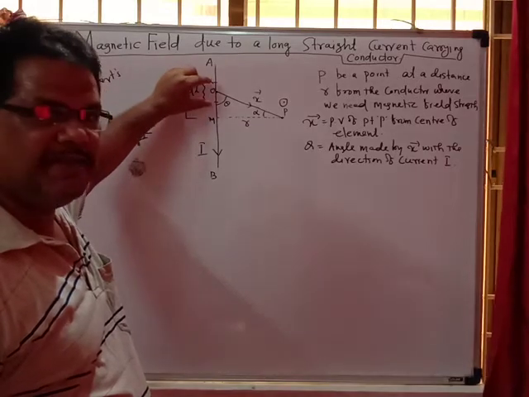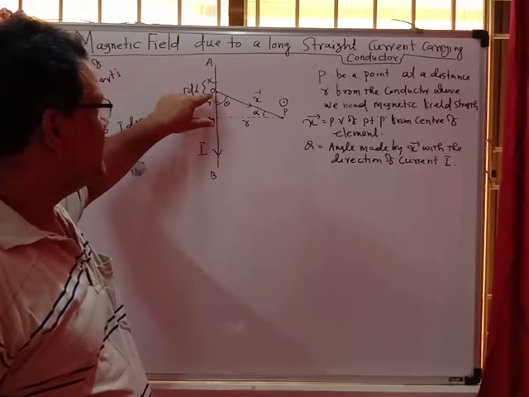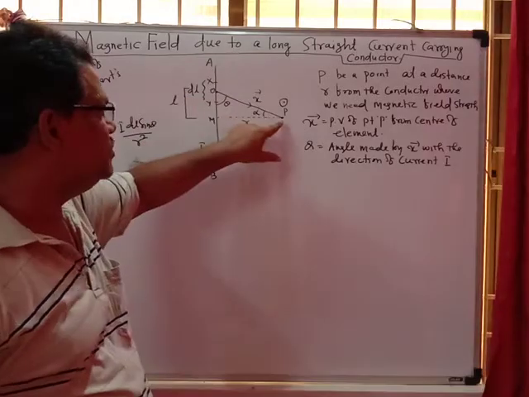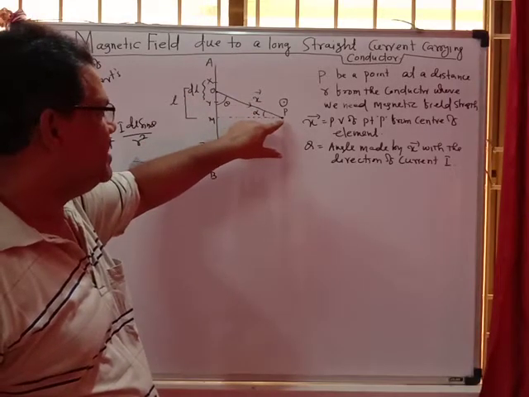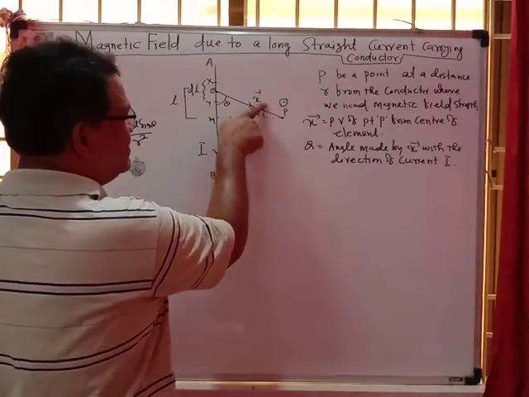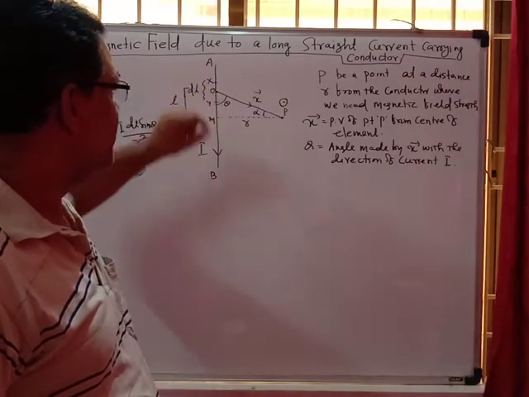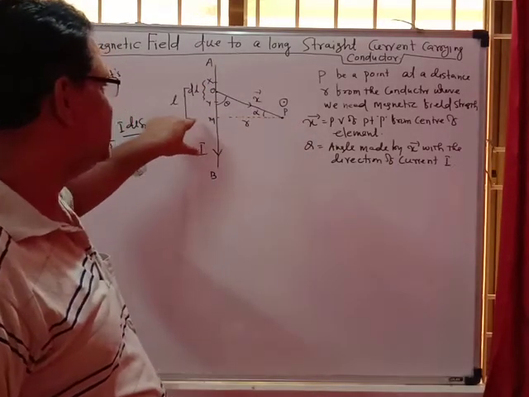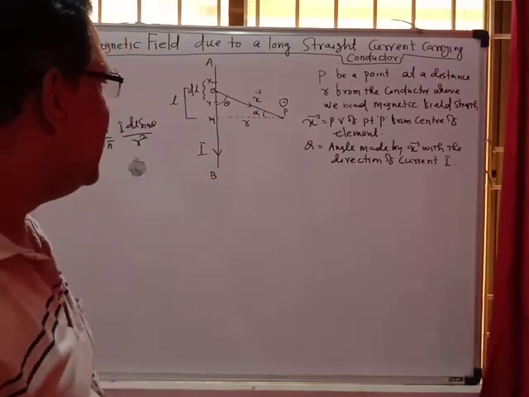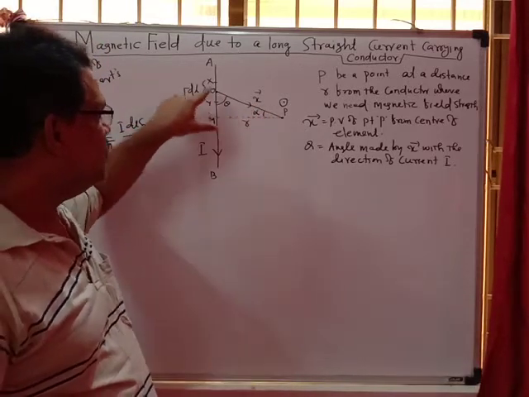We have chosen one small element XY, of length dl, on that current carrying conductor, and O is the center of the element. With respect to O, P is the position vector, the vector x, the position vector of point P from the center of element O. R is the perpendicular distance from the current carrying conductor. Theta is the angle made by the position vector x with the direction of the current.